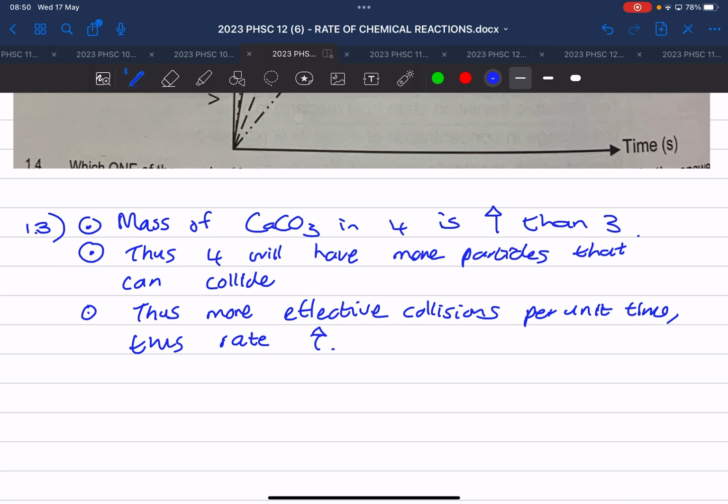Okay, so always in science, first give the obvious difference. Okay, so what was the obvious difference? The one's mass is more. Then you say what effect will that have?